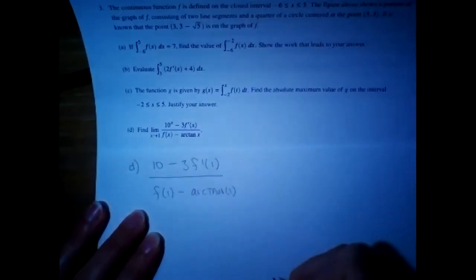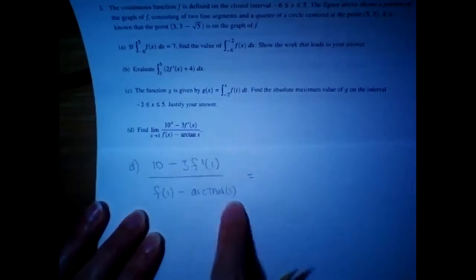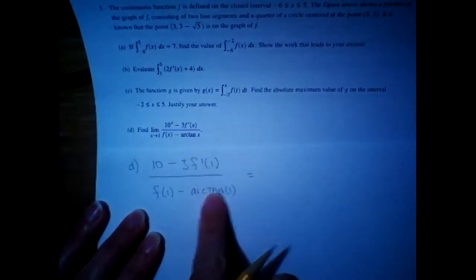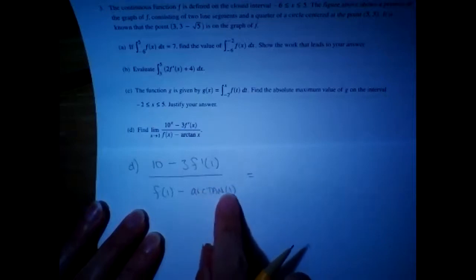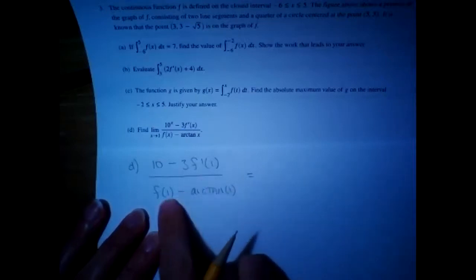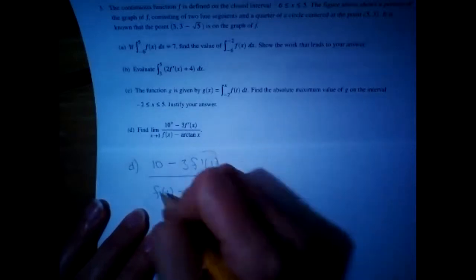And you don't even have to evaluate arctangent. You can leave that arctangent of 1. Now, arctangent of 1 is pi over 4, and I want you to know that. If it was multiple choice, you'd have to know that, but you can leave it like that. The only things you do have to evaluate are these.